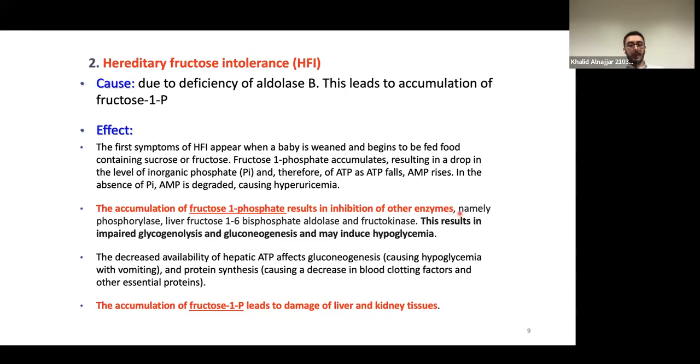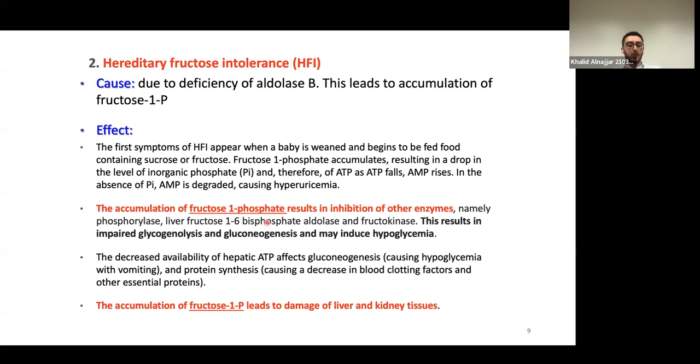certain enzymes, mainly phosphorylase, liver fructose 1,6-bisphosphate aldolase, and fructokinase. Okay, so it will turn off or deactivate or inhibit fructose metabolism and glycogenolysis and gluconeogenesis, because all of these enzymes play an important role in these processes. Okay. Which will induce hypoglycemia.